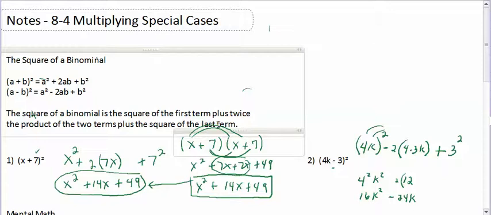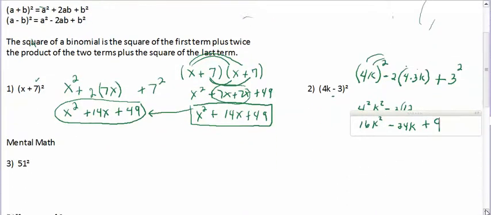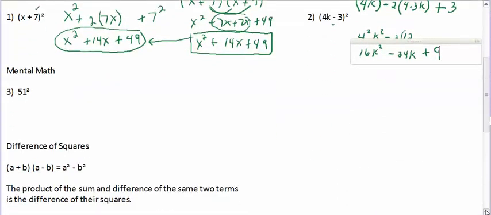Okay, so let's finish this up. So now we've got negative 24k, because I went 4 times 3 is 12, 12 times 2 is 24, and the sign is negative. And then the last one is going to be 3 times 3 is 9. Okay, so that's the square of a binomial. The next part of your homework is going to ask you to do that mentally.